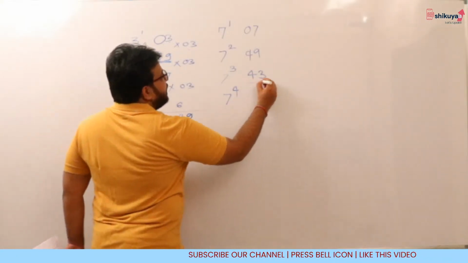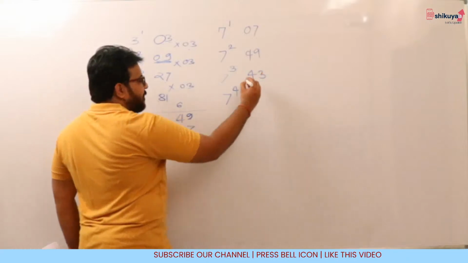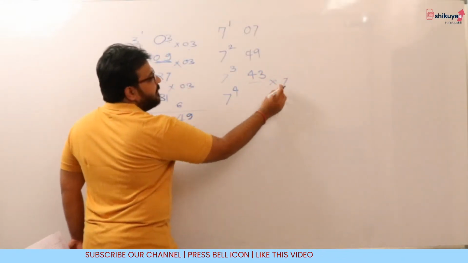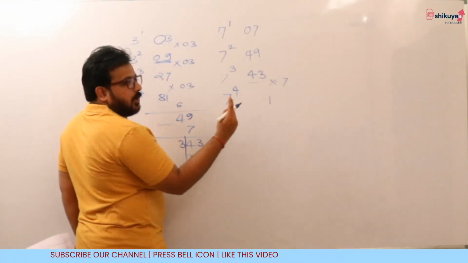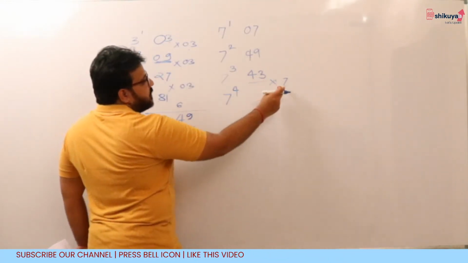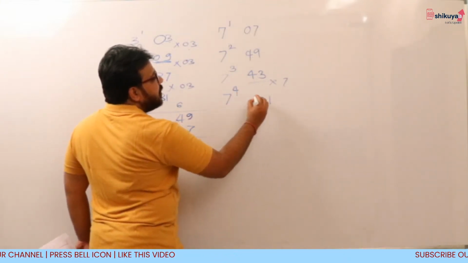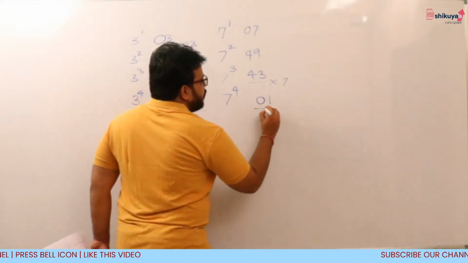So what is your answer? 7 raised to 4 is 43 times 7. So now let's calculate 43 times 7. 7 threes are 21, 1 as it is, 2 is carried forward. So 7 fours are 28 plus 2, that is 30. But I am only concentrating on the last two digits. So it goes to 01.